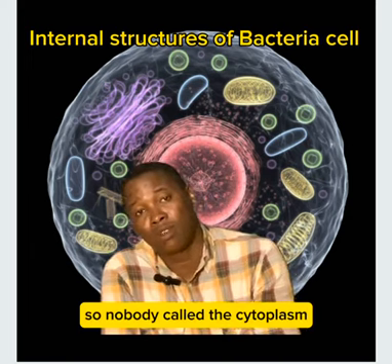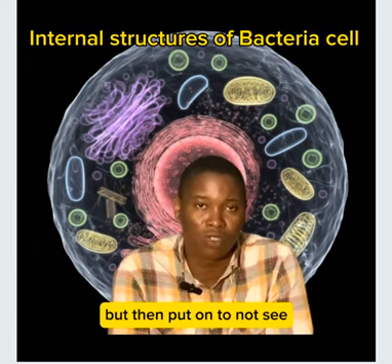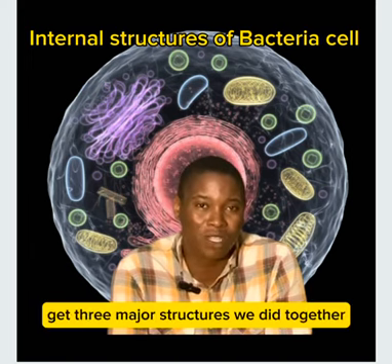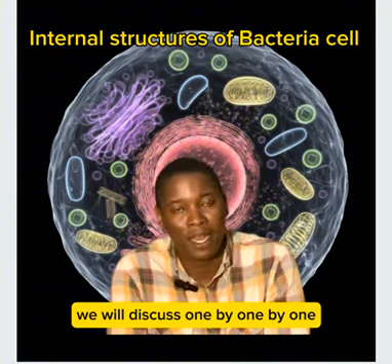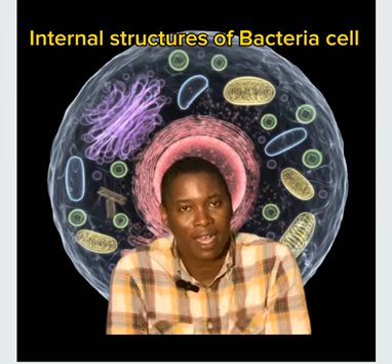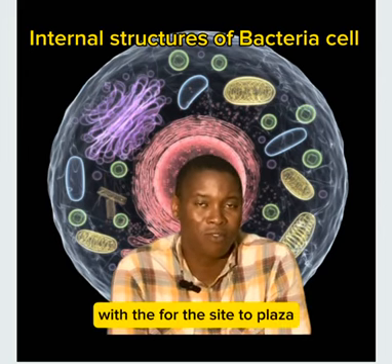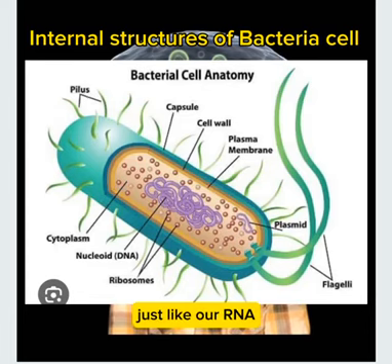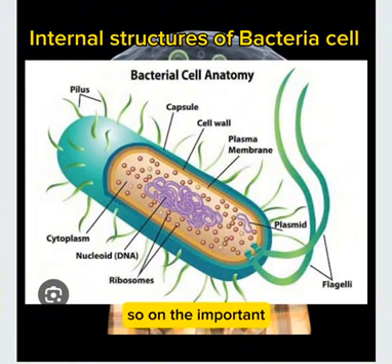Apart from the protoplast, the next structure we will discuss is the cytoplasm itself. Some people call the cytoplasm the liquid part of the cell. Well, they are not wrong, but it is important to note that the cytoplasm has three major structures together, which we will discuss one by one. The first major structure we will call the granular area. The granular area contains many different things in the cytoplasm, things like our RNA, our protein, and maybe lysosomes and ribosomes. All these different things are inside the granular area of the cytoplasm. So that one is important.